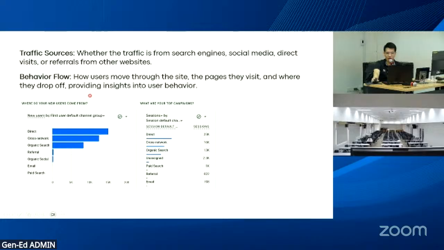Behavioral flow: how users move through the website. For example, they visit this page first and then go to that page and then go to that page. If you know the pattern, then you can use the pattern to adjust your marketing strategy accordingly. If they leave without buying anything, you may need to reconsider how to organize your website.